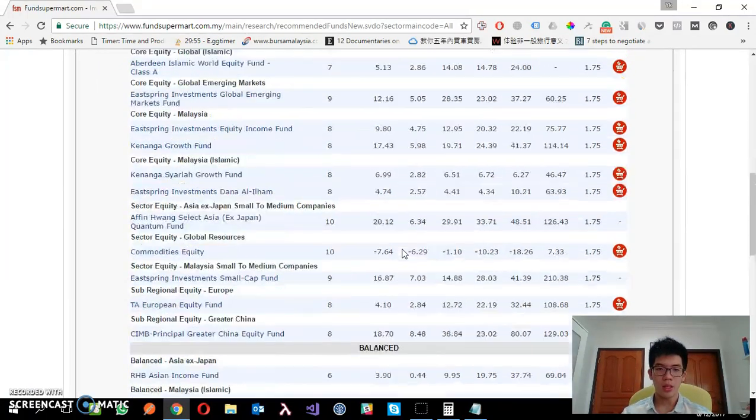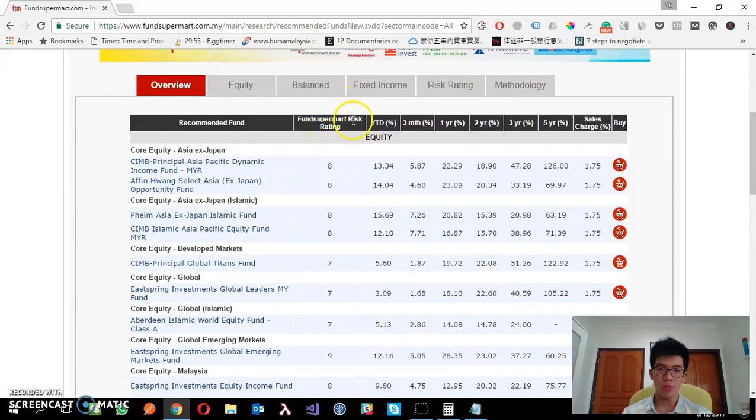And here you can see the recommended funds, their risk rating, which is scaled from 1 to 10, so 8 is considered quite high, and also the return over certain periods, and also their sales charges.